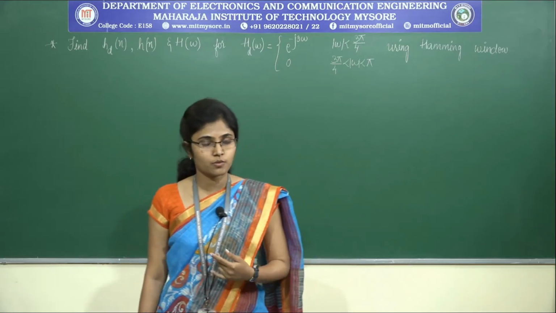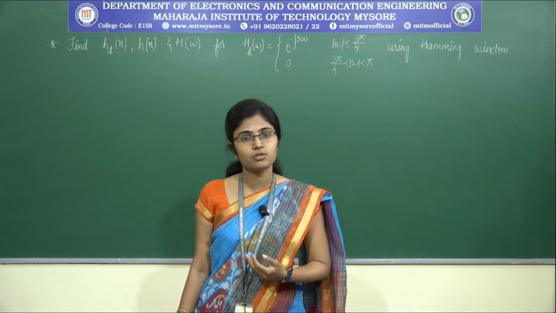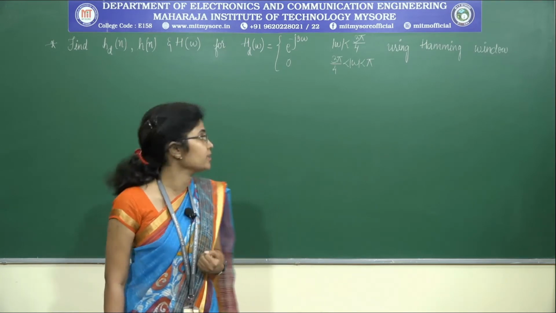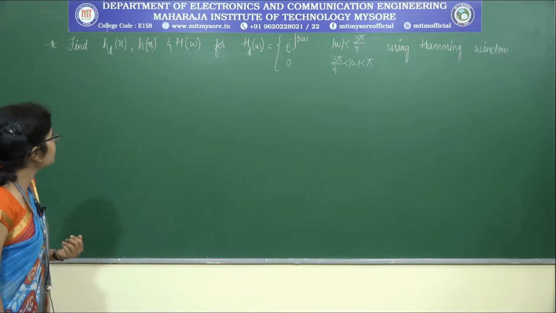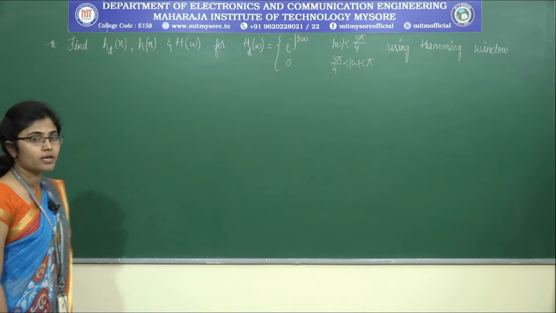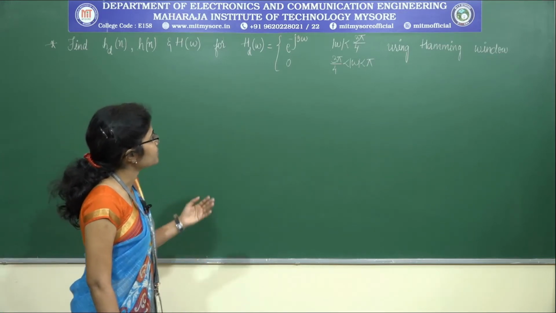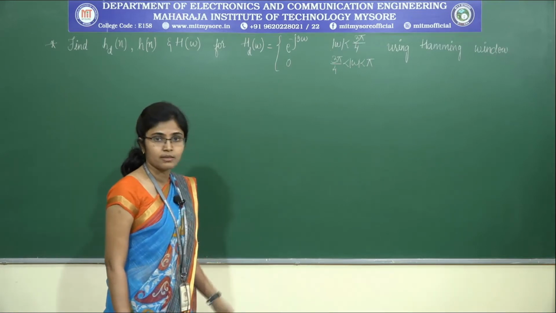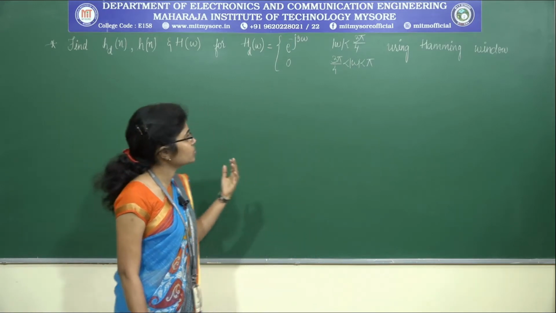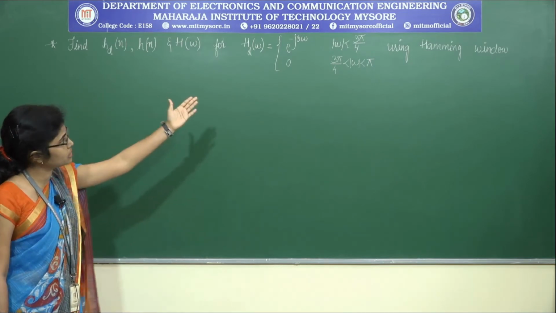In the previous class we saw how to design a low pass filter using a rectangular window. Today let us see how to design an FIR filter using a Hamming window. The question is: find hd of n, h of n and H of omega for Hd of omega equal to e power minus j3 omega when magnitude of omega is less than 3 pi by 4, using a Hamming window.